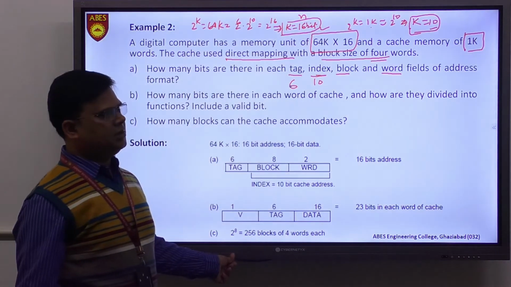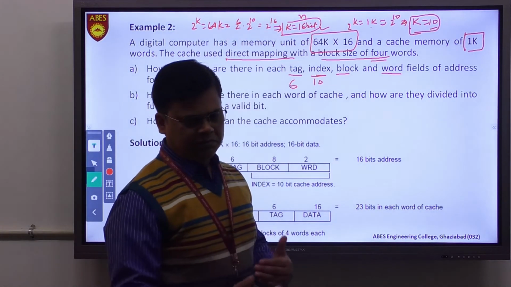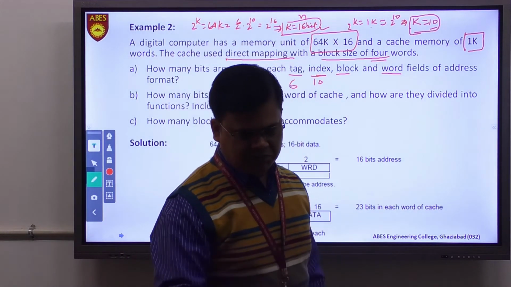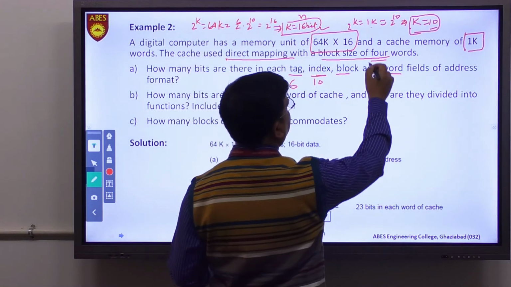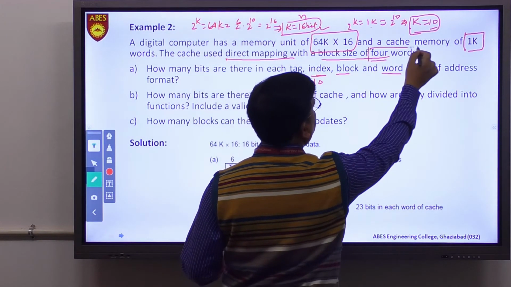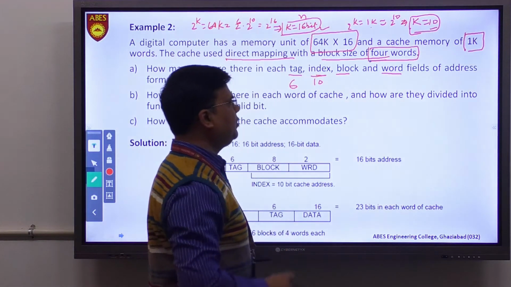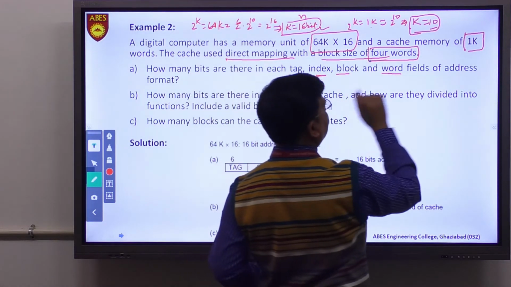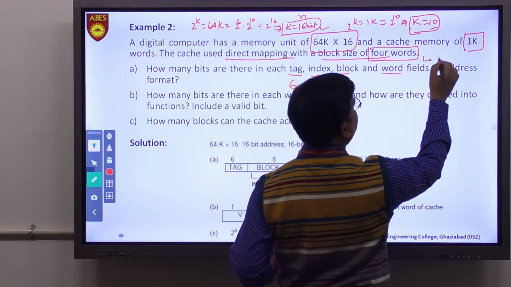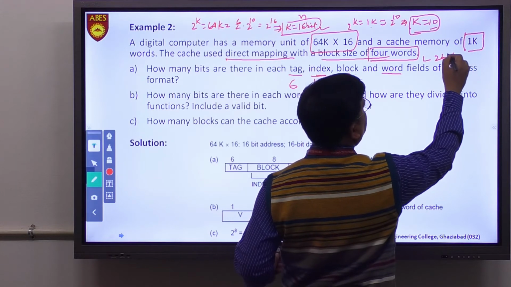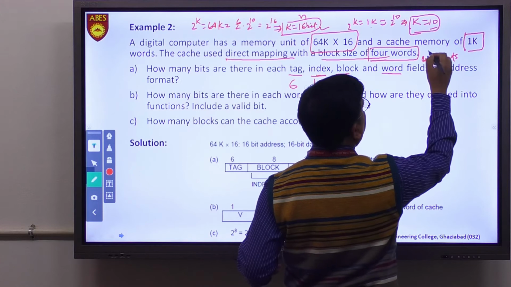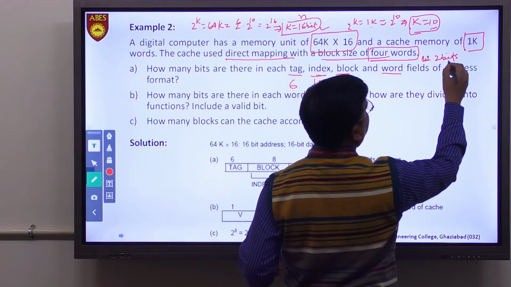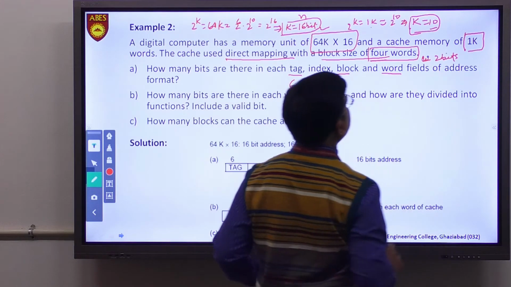Now further, since the data transfer between the main memory and cache memory is in terms of the block, and here they have provided the size of block is 4 words. That is, there are 4 words in a block. To address these 4 words, we need 2 bits. To address the word, we need 2 bits.